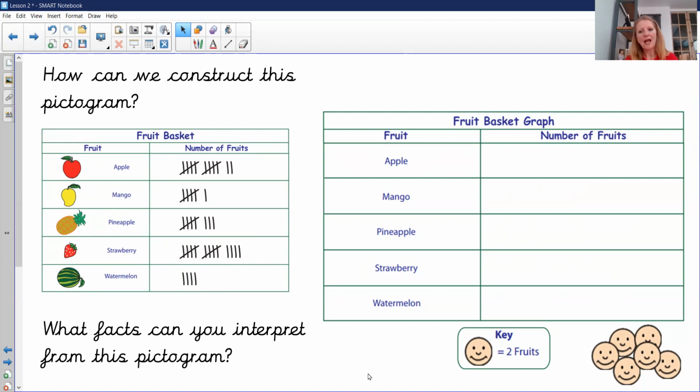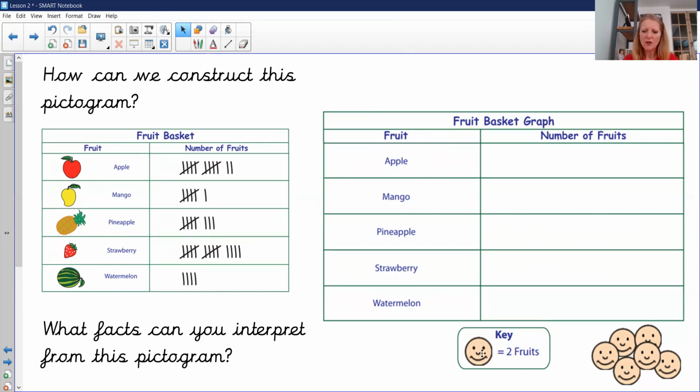We now need to put that into a pictogram. Okay, so you might want to just pause the screen for a moment, pause the recording, and see how you would fill that in over here on a pictogram. So we've still got the same fruit down here. So now we need to fill this in here.